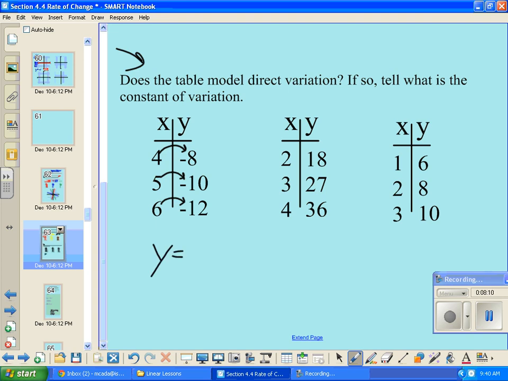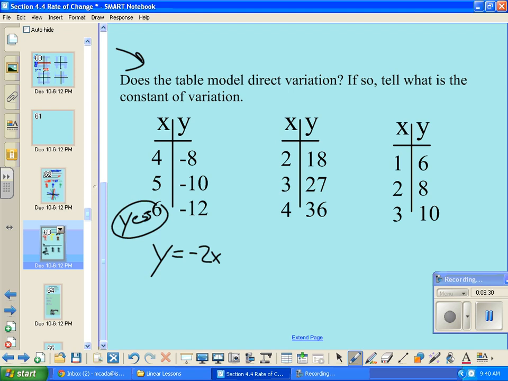Well, plug in 4, I get negative 8. Plug in 5, I get negative 10. Plug in 6, I get negative 12. Looks like everything's doubling and just becoming negative, so I'd say y equals negative 2x. Yes, I think this one is a proportional relationship, this table. And all I'm doing is multiplying everything by negative 2.